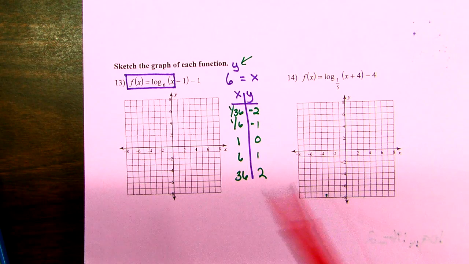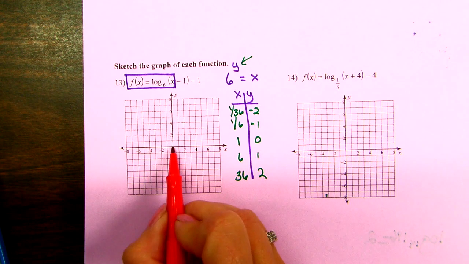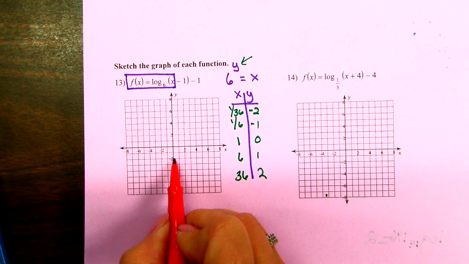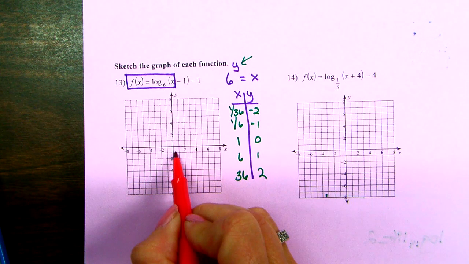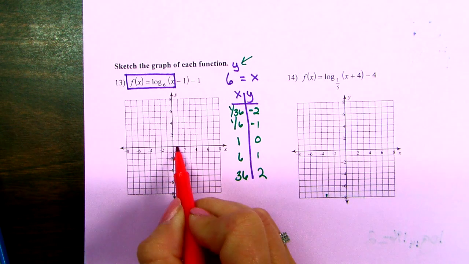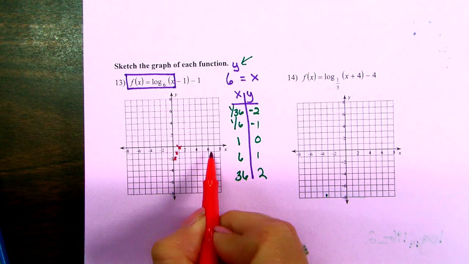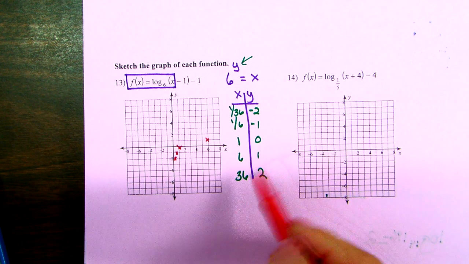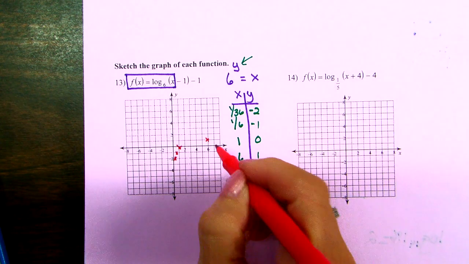Okay? So to the right, I mean, these graphs are really small. Do the best you can. To the right one, down negative 2. So it's like right there. To the right a little bit more, down 1, 1, 0. Then they spread out. 1, 2, 3, 4, 5, 6, 1. And then remember, you don't need to go off your piece of paper to graph 36, 2.